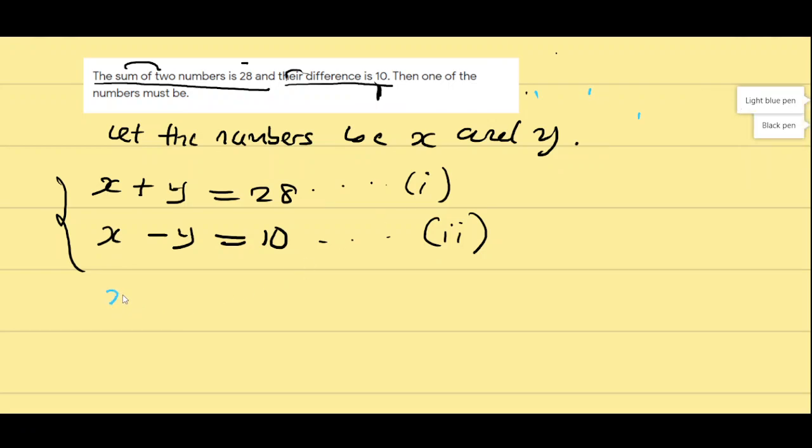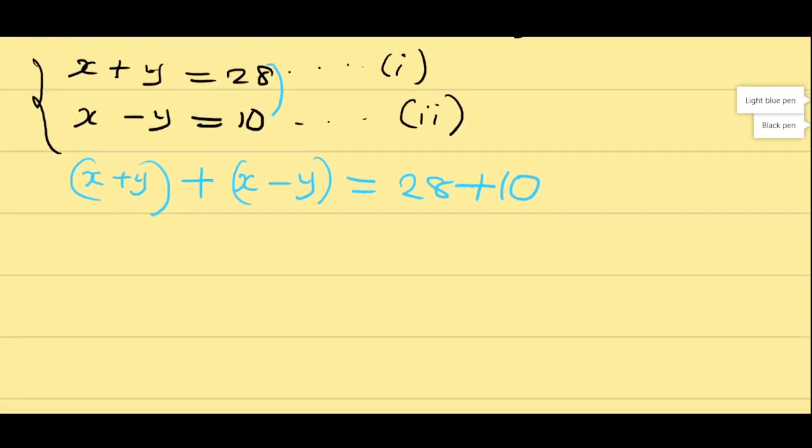So we have x plus y, the first equation, plus x minus y, the second equation. This equals 28 plus 10. That is what we get when we add the two equations. This is x plus y, you don't really have to put the bracket, I just put it to show you what we are doing, plus x minus y equals 28 plus 10.